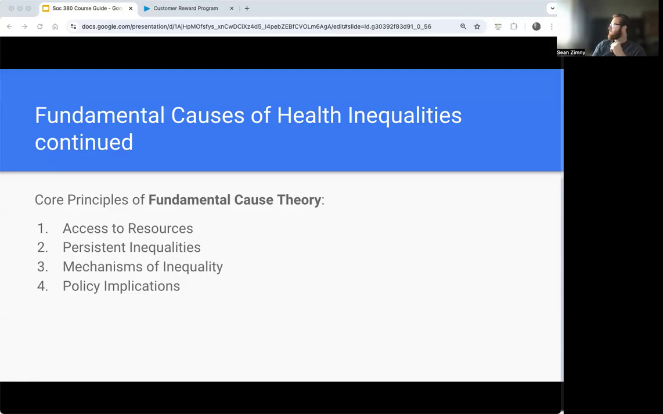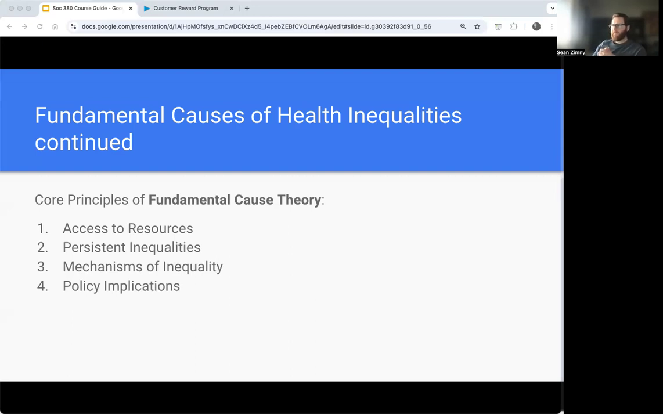Three, mechanisms of inequality. Fundamental causes are flexible, okay? They shape health outcomes through various mechanisms over time. This adaptability explains why, despite even significant medical and technological progress, inequalities don't just disappear. For instance, even when specific risk factors like smoking decline, broader social inequalities manifest through new channels like diet, stress management, and access to clean environments. These things are more fundamental. That's why it's the fundamental cause theory.